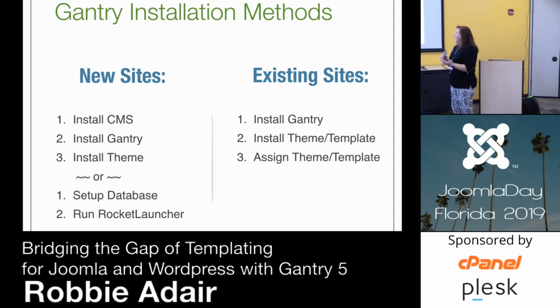So if I were doing a brand new website, there's two different ways I could do this. One, I could install whatever CMS I've chosen. I'm going to start with Joomla because we're at JoomlaDay, right? So that's going to be my example. We're going to start with Joomla and then we're going to spread to others. So at Joomla, I would install my Joomla. I would install the Gantry plugin. And then I would install whichever template I wanted that uses Gantry. And you can even, by the way, write your own that uses Gantry.